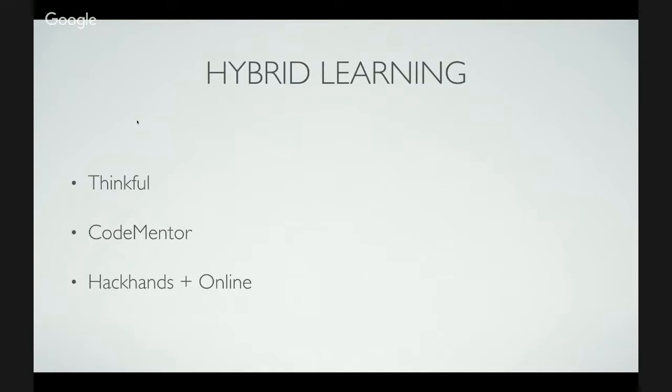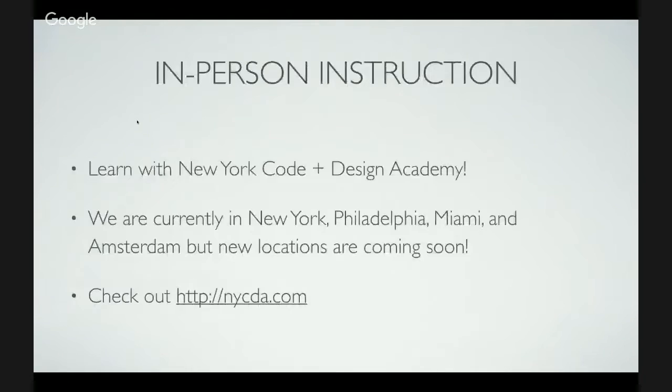All right, there's also hybrid learning models. So Thinkful, Code Mentor, Hack Hands, online. So these are some options where you can not only learn online, but you can work with a human being to help you learn. So often when you're learning these things, you run into some brick walls and it's kind of difficult. So it's often good to have a human. And if you really, really like human interaction, if you've tried learning online by yourself and you've hit a brick wall, there's always in-person instruction.